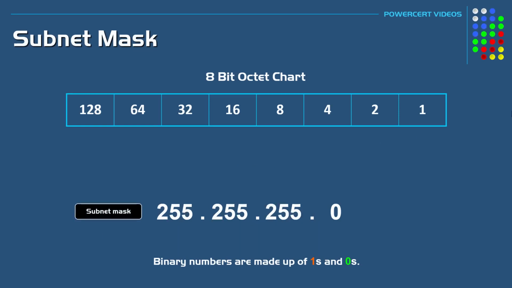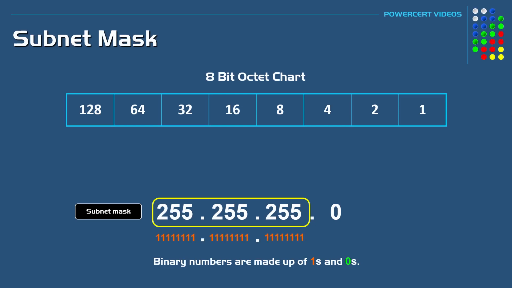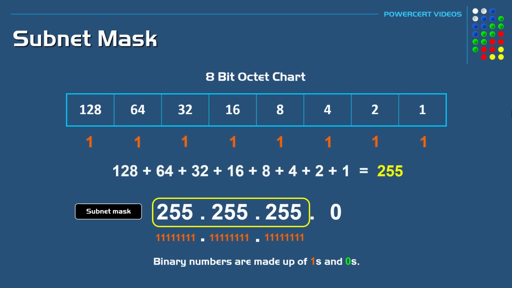Now the subnet mask binary conversion is exactly the same way. So in this subnet mask, the first 3 octets are 255. So if we were to look at this subnet mask in binary form, the first 3 octets would be all 1s, because when you count all the numbers in an octet, it will equal 255. And then the last octet would be all zeros.